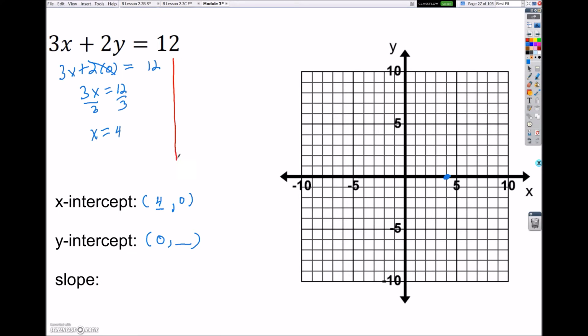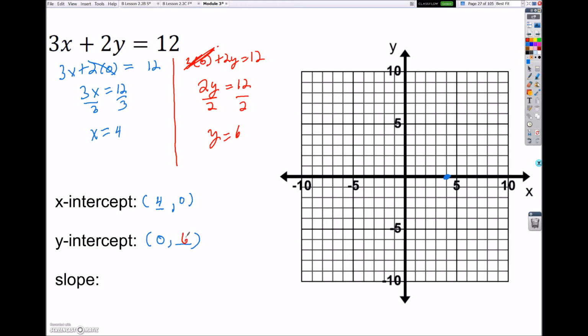I'm going to plug in now 0 for x. That's going to look like 3 times 0 plus 2y is equal to 12. I'm going to ignore that 3 times 0 because 3 times 0 is 0. And 0 plus 2y is just 2y. So I really don't need to look at that. And what I'm going to do then is divide both sides by 2 to have y is equal to 6.